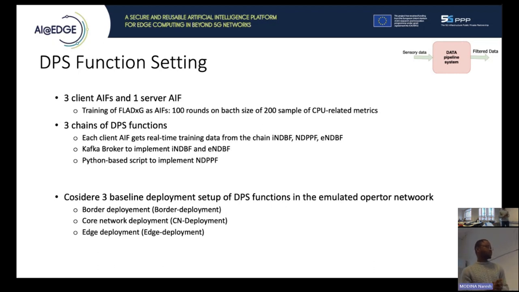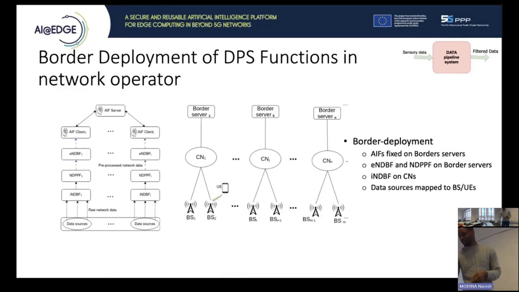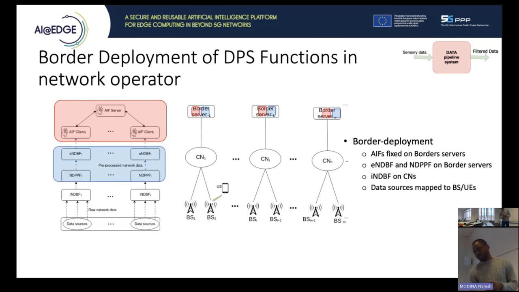So we consider three baseline deployment setups of the data pipeline system functions in the emulated operator network: border deployment, core deployment, and edge deployment. For the border deployment, we assume that the IEF nodes are fixed on the border, then we deploy the egress network data broker function and the network data preprocessing function on the border server. Then we deploy the ingress network data broker function on the core network, and the data sources are mapped to the base station or the user equipment at the bottom level of the operator network hierarchy.